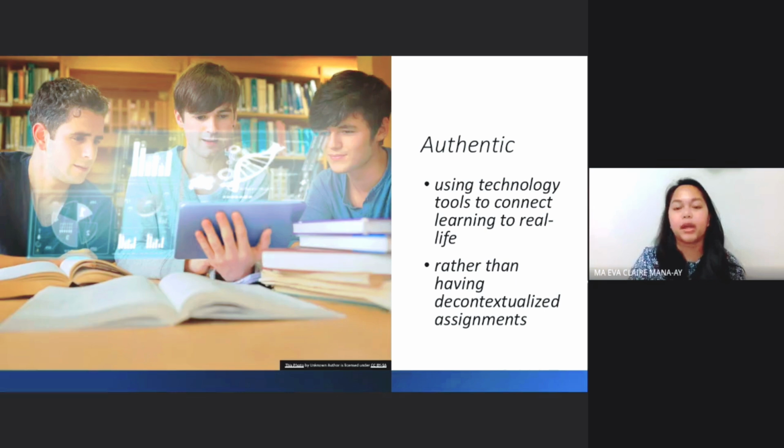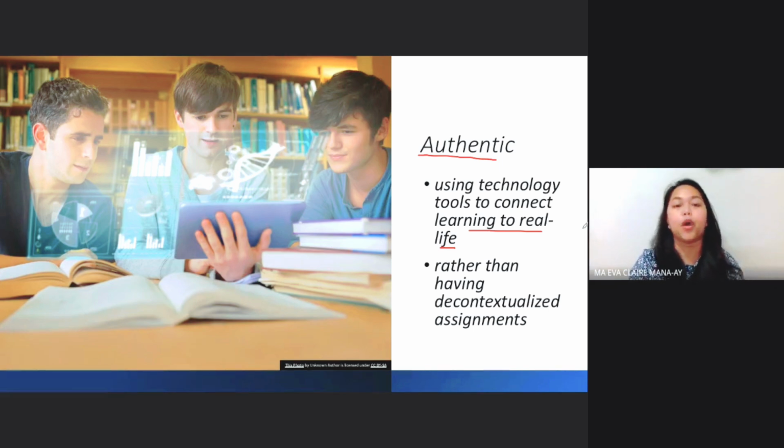The fourth part here would be authentic. This is the use of technology tools to connect learning to real life rather than having decontextualized assignments. Authentic, of course, whenever you say authentic assessment, this is real life activities. This is real life performance tasks. So in here, we are using technology tools to connect to real life activities.